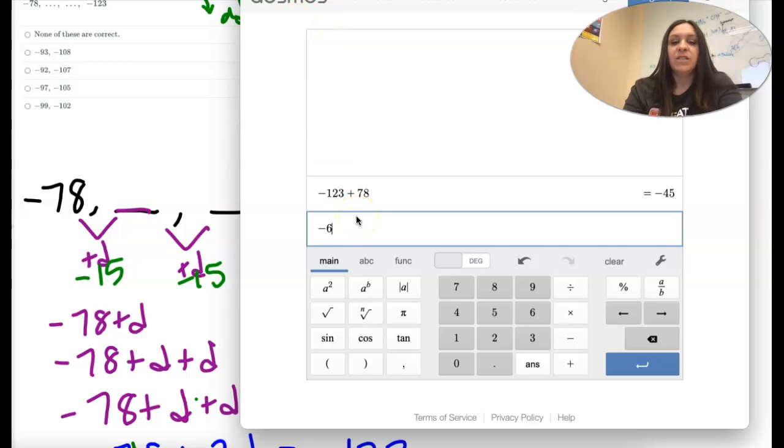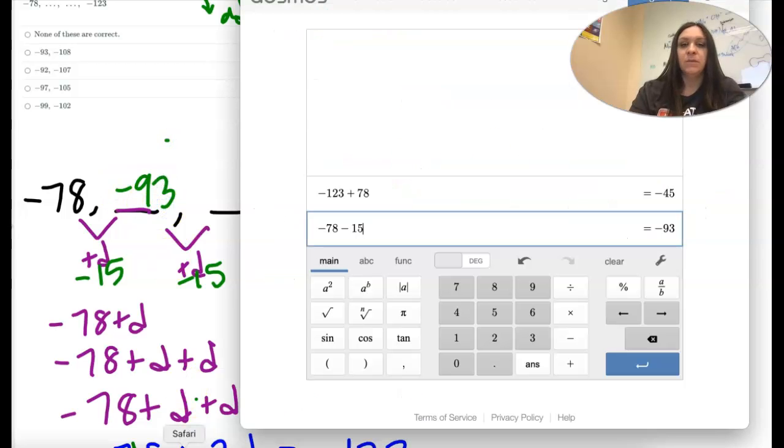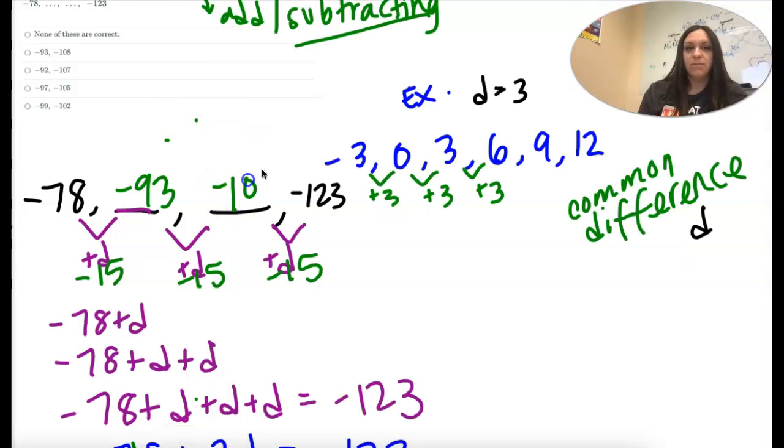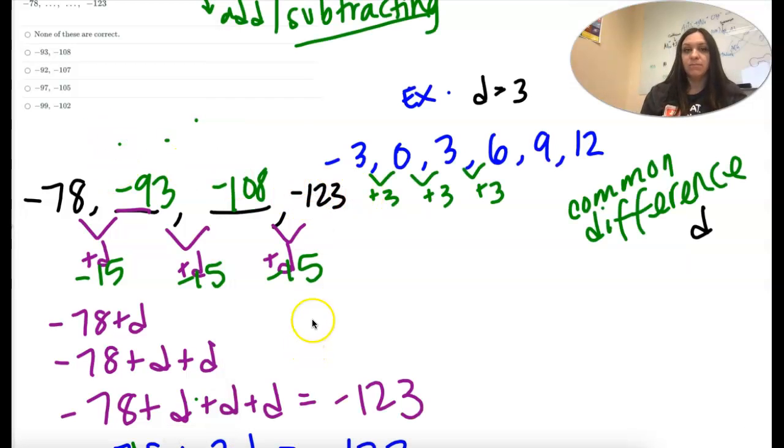Let's start: -78 minus 15 will be -93. And then if we minus 15 again, -108. And if we minus 15 again, we better get -123. Okay, so -93 and -108 would be our missing terms in that sequence.